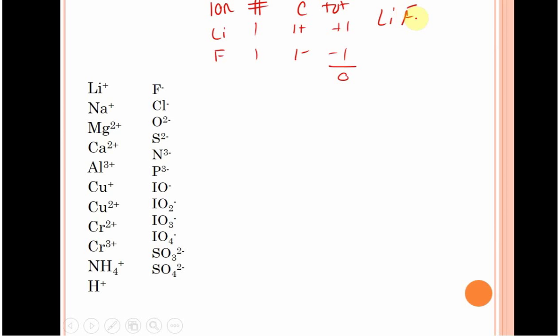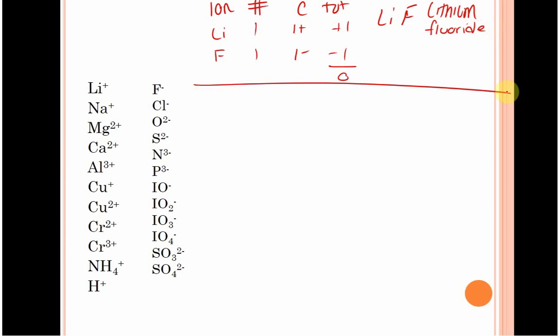Now the name here, I will admit I am not always the best at spelling, so don't trust me. You want to make sure that you are completely correct here too. But this is an ionic compound, so there's not going to be any prefixes here. We're going to name the first element by its element name, which is lithium. Fluorine becomes fluoride. Okay, so that's one down.